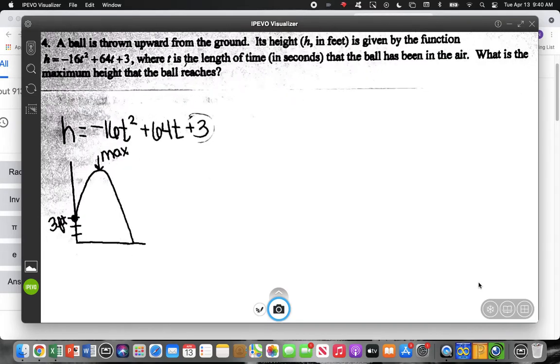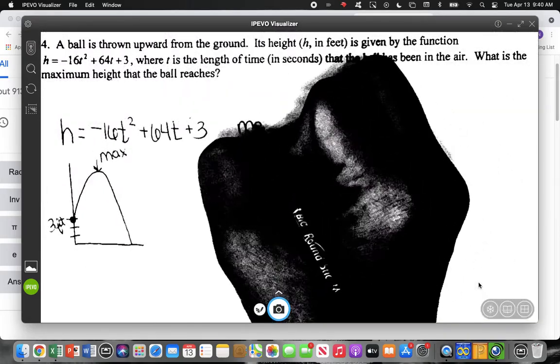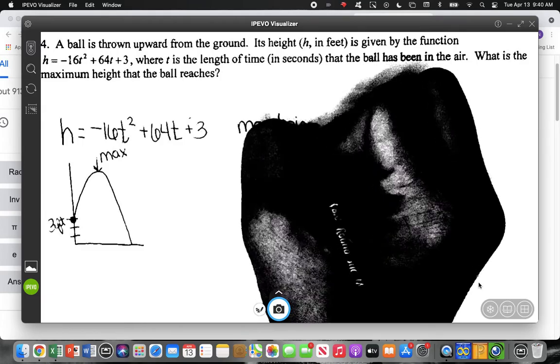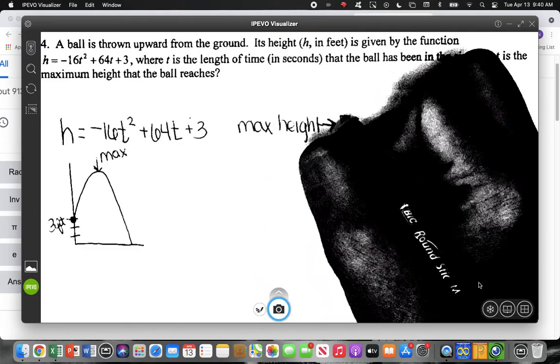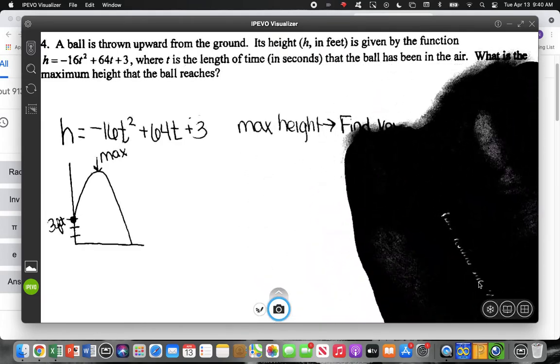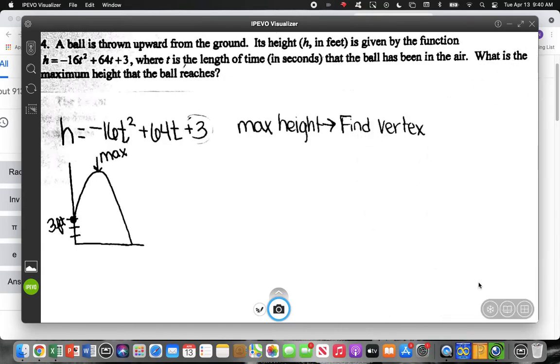It's the vertex. So anytime you are asked about a maximum height, you are actually going to use this equation and find the vertex. So if it tells you maximum height, that tells you to find the vertex.